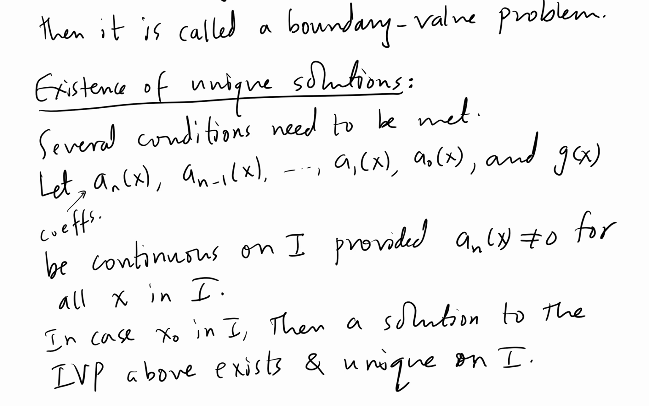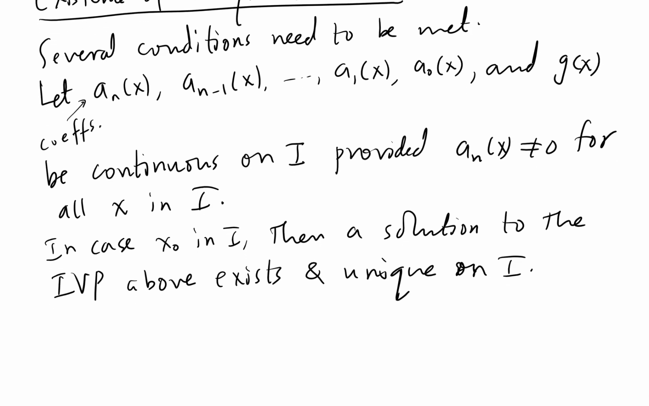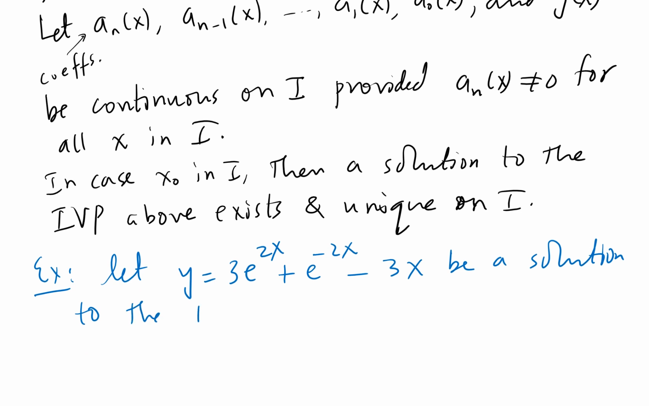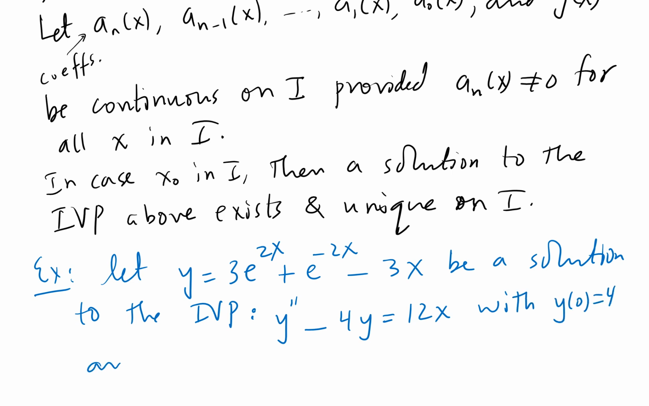When you see the first example, you will know what this is all about. This example is from the textbook. Let y equals 3e to the 2x plus e to the negative 2x minus 3x be a solution to the IVP y double prime minus 4y equals 12x, with the given conditions y of 0 is 4 and y prime of 0 is 1.